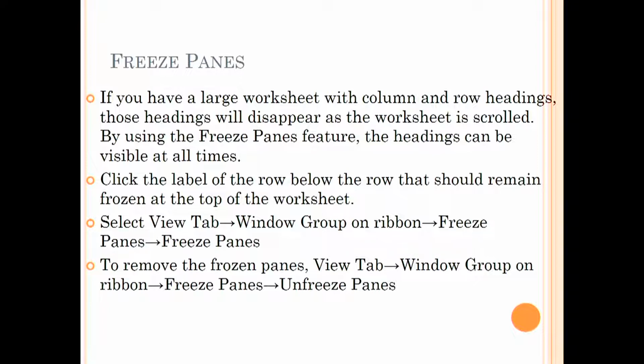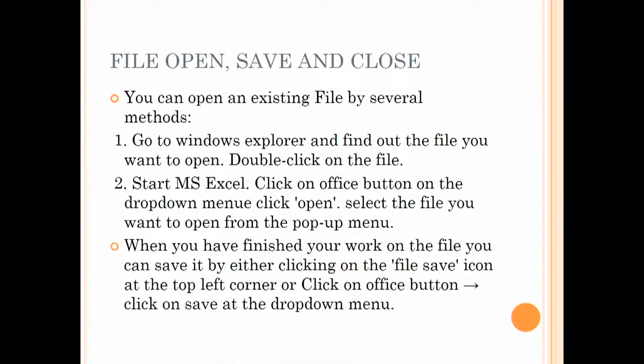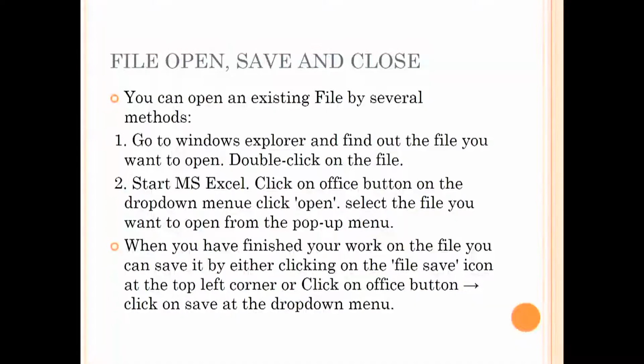To remove the freeze panes, you can simply follow the same steps and click on Unfreeze panes. Now, how do you open or save or close a file? You have to go to Windows Explorer and find out the file you want to open. Double click on the file.